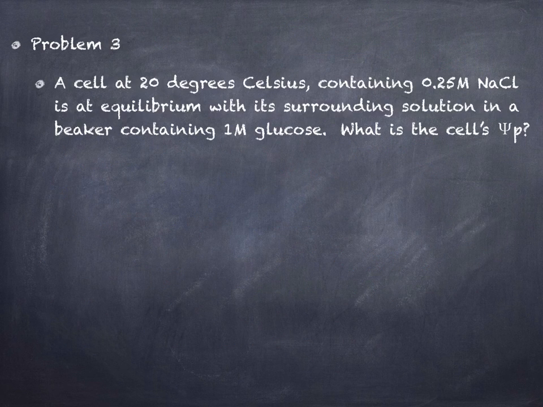In our third problem here, we have a cell that is at 20 degrees Celsius, containing 0.25 molar sodium chloride. It's at equilibrium with its surroundings. So when water is at equilibrium, meaning that no net flow is going in either direction, we know that the water potential value for the beaker is equal to the water potential value for the cell. Okay, so the actual numerical value is the same. It does not mean that the molarities are the same. It doesn't mean that anything else is the same other than these actual values. So the numerical values are equal.